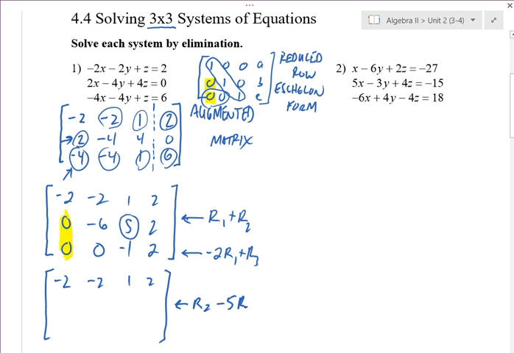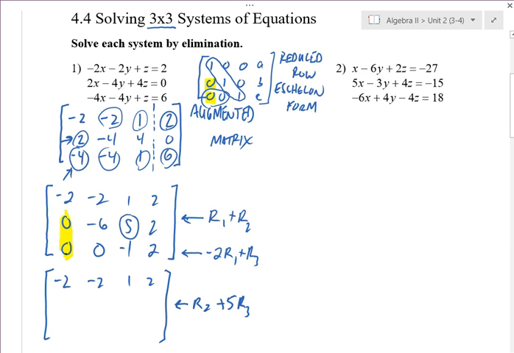minus 5 row 3. Because negative 1 times negative 5 is going to, actually, we want that to be positive 5, don't we? If I multiply this by 5, that'll give me negative 5. Plus 5 will give me 0. So row 2 plus 5 times row 3. Row 2 plus 5 times row 3 will make that 0.